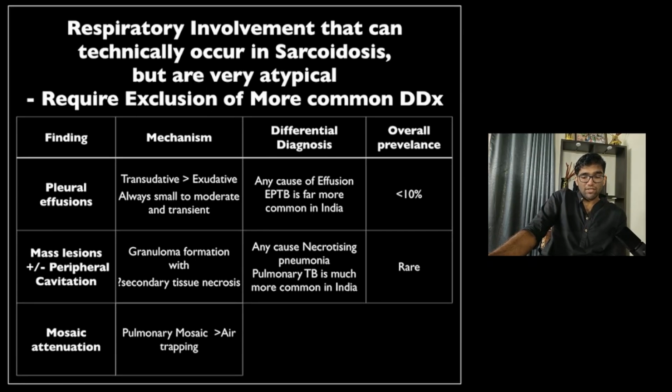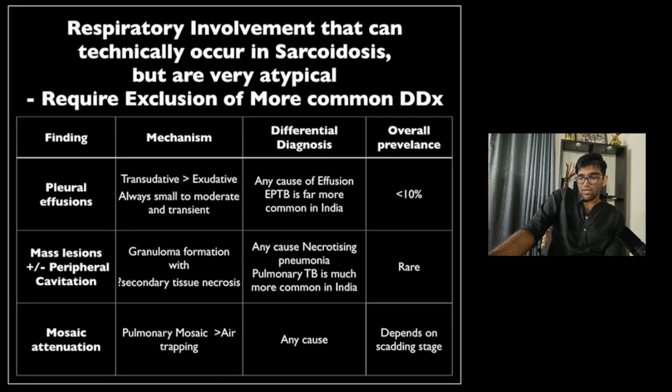Finally, we have mosaic attenuation. Now, in sarcoidosis, we actually get pulmonary mosaic attenuation due to hypoperfusion more than air trapping. Again, in sarcoidosis, this just depends on the Scadding stage, because as you move more into stage 4, that is, the degree of fibrosis worsens, the prevalence of pulmonary hypertension also increases, with pulmonary hypertension actually being very rare in isolated pulmonary involvement, or stage 2 or stage 3 rather, and being present in up to 70% of cases once the FVC is less than 70%.